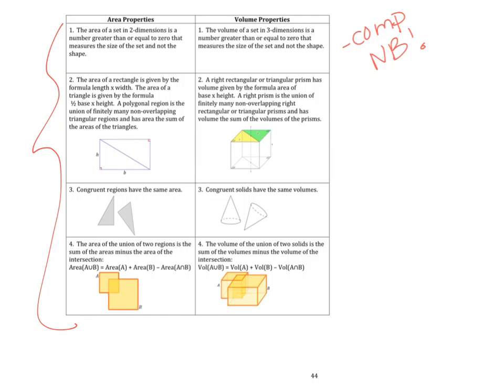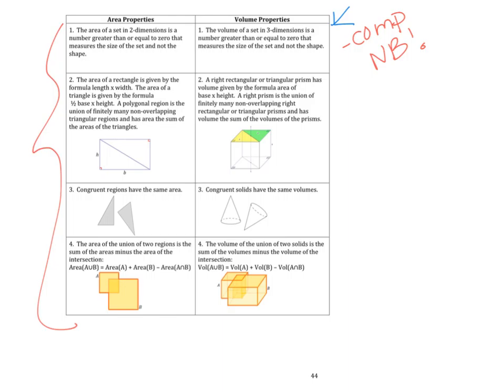As far as volume properties are concerned, number 1, the volume of a set in 3 dimensions is a number greater than or equal to 0 that measures the size of the set and not the shape. Number 2, a right rectangular or triangular prism has volume given by the formula area of base times height. A right prism is the union of finitely many non-overlapping right rectangular or triangular prisms and has volume the sum of the volumes of the prisms.